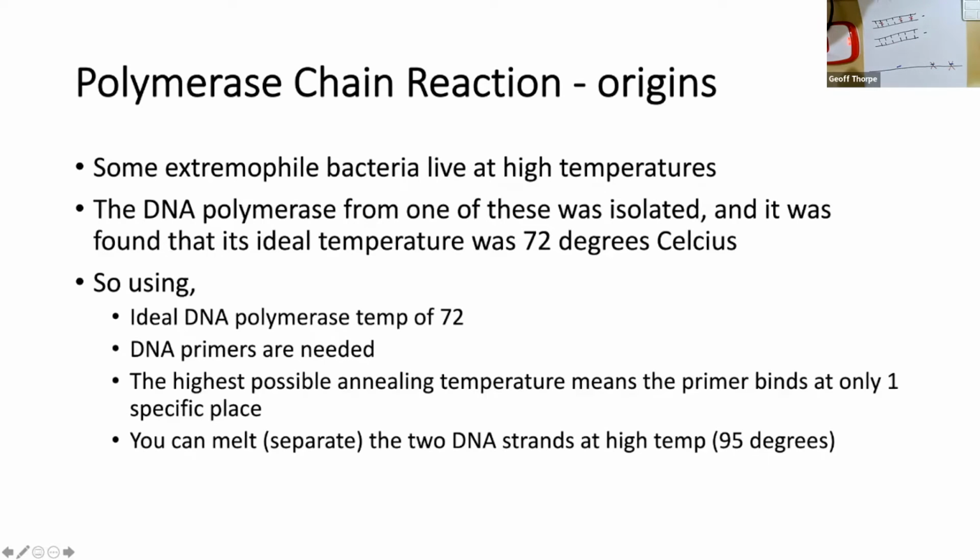So if we have the right annealing temperature, the primer binds at only one place, and we also know that we can separate our two DNA strands at a high temperature of 95 degrees.